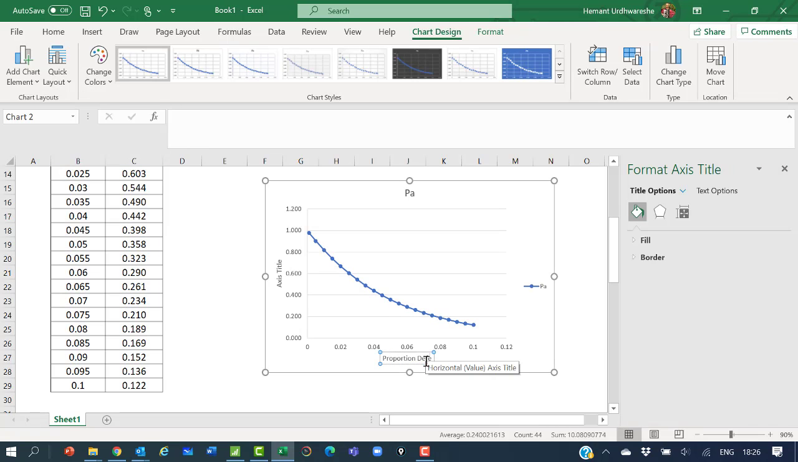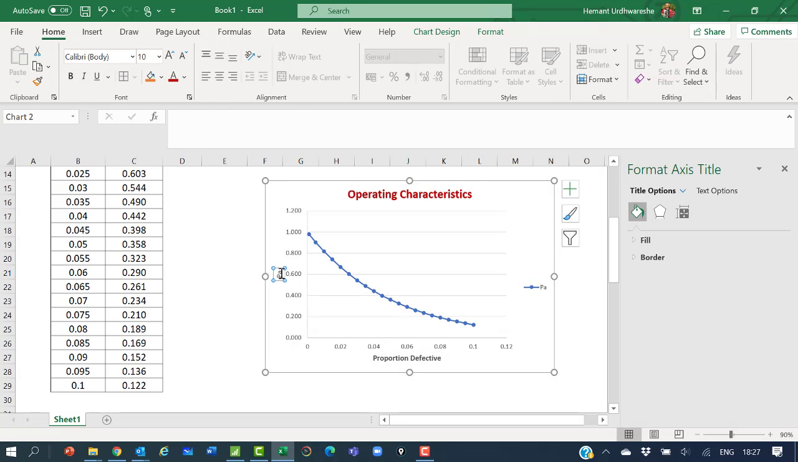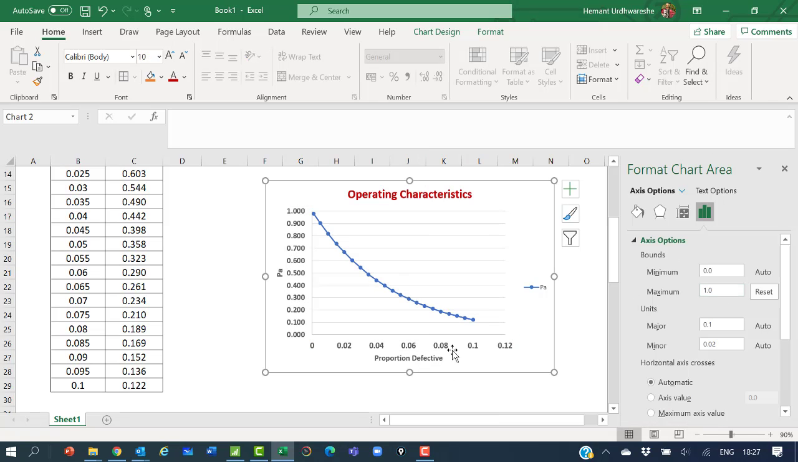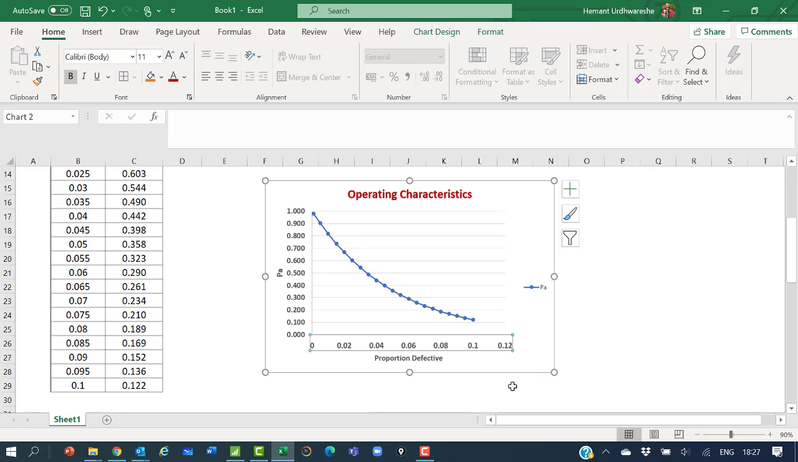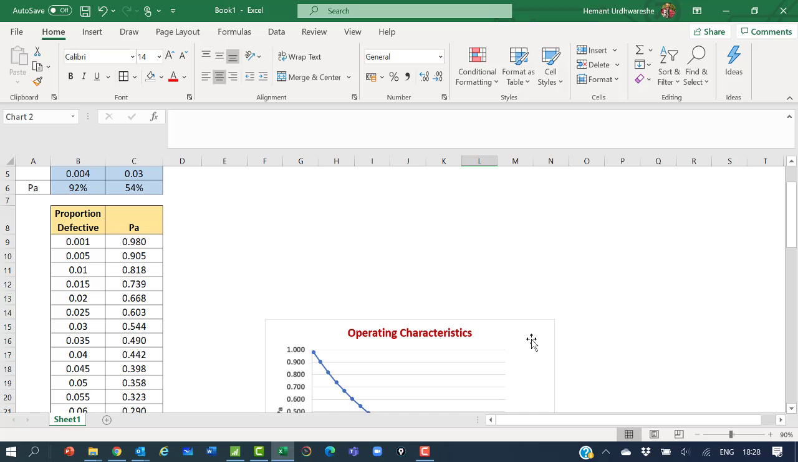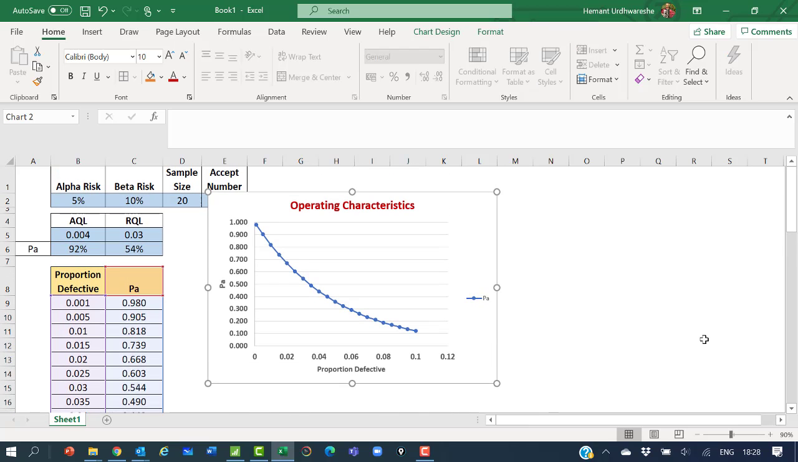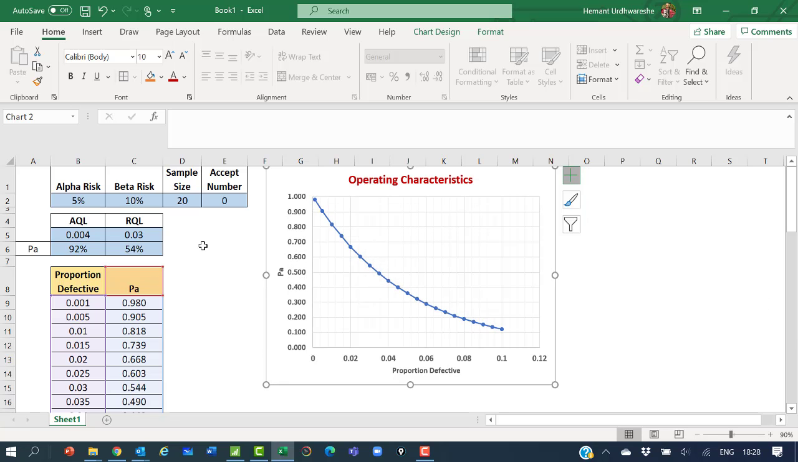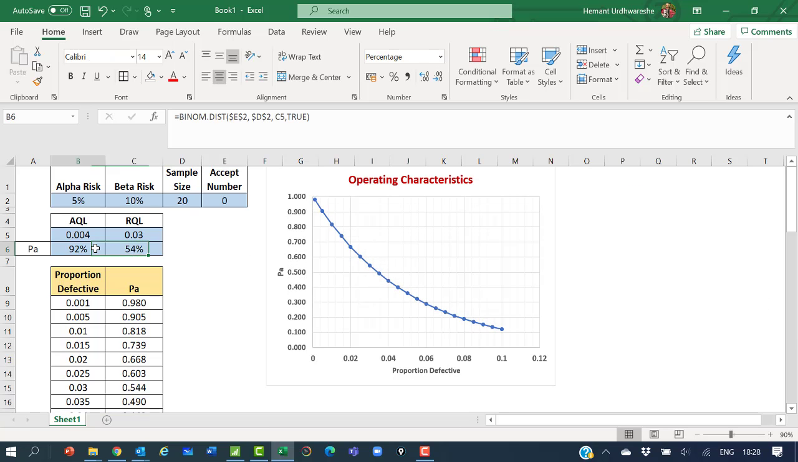Now I can improve the formatting of the chart by changing the fonts of the labels and then also changing the scales of X and Y axis, etc. So you can see the reformatted chart here. So this becomes the operating characteristic. I'll just take it up so that we can all the time keep a watch as we change the sampling plan. So now obviously this is not meeting our requirements.